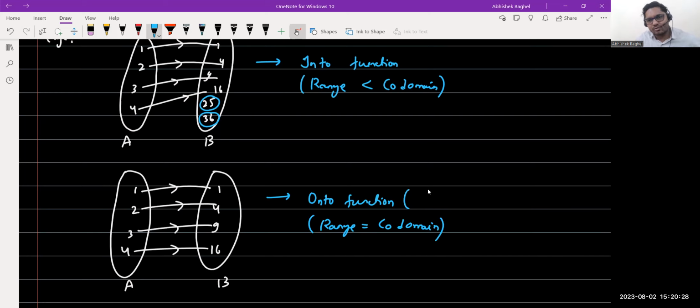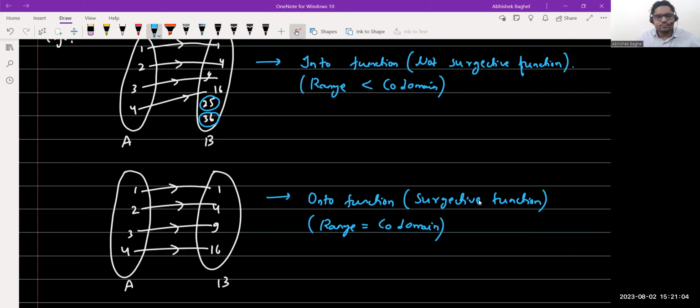Sometimes onto functions are also called surjective functions. Clear? And into functions are sometimes called not onto or not surjective. If it is an into function, it means it is not an onto function. So onto function is sometimes called a surjective function, and an into function would be not surjective.